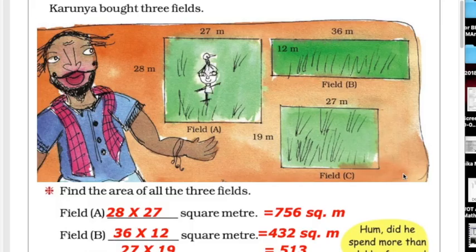My dear students, today we will solve the worksheet question about Karunya, the landlord. Karunya bought 3 fields. As you can see on the screen, the 3 fields are shown. And what is the question? Find the area of the 3 fields.